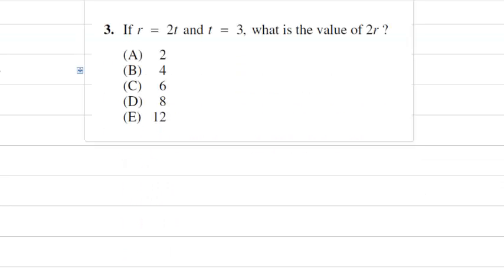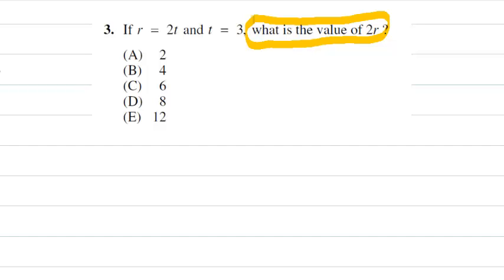from College Board's 2004 practice test. If r equals 2t and t equals 3, what's the value of 2r? Always know what the prompt is. What's the value of 2r? Because a lot of times on a problem like this, you can go through the steps, do correct math, and arrive at a number, and then plug in the wrong number as your answer. So we have to always be extra aware of what the prompt is.